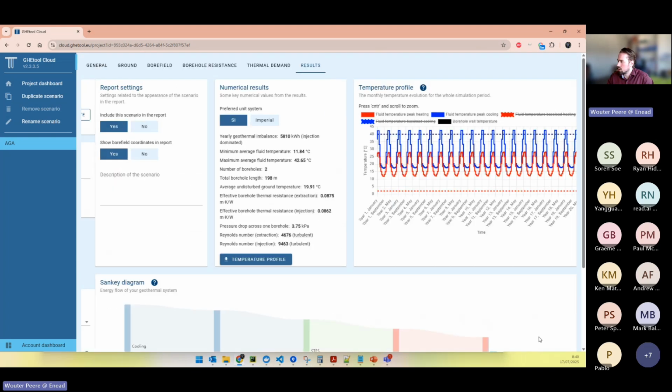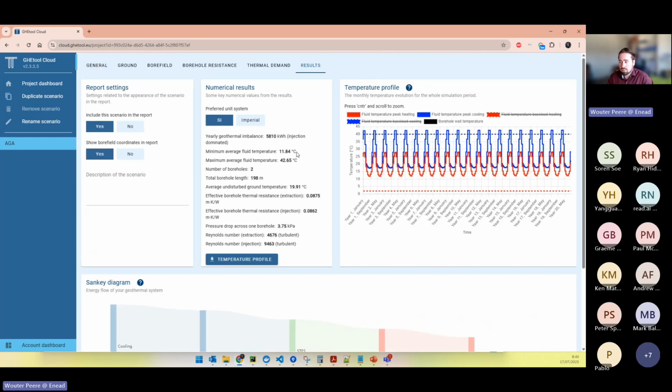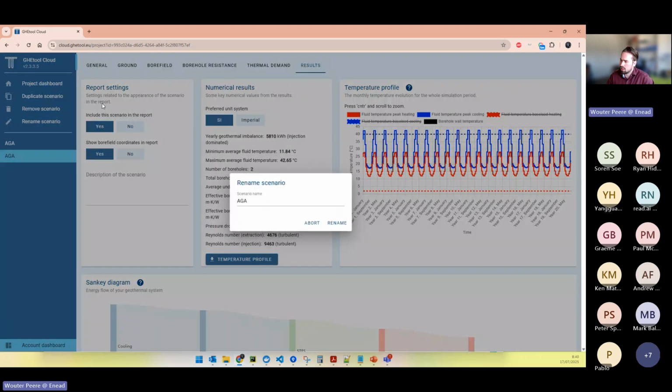And if we then go to the results, we see that we have a maximum temperature of 42.65 degrees. So we are a little bit over our threshold, and for heating there is absolutely no problem. So our heat pump is really working efficiently here. Now, to show you how you go about such a design, what we can do is duplicate the scenario, and I will call this 3 boreholes.